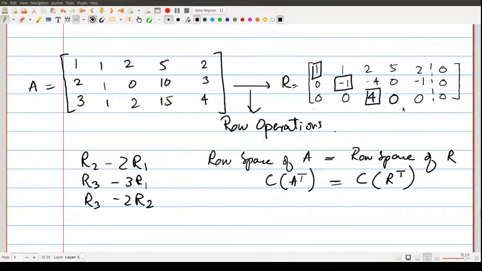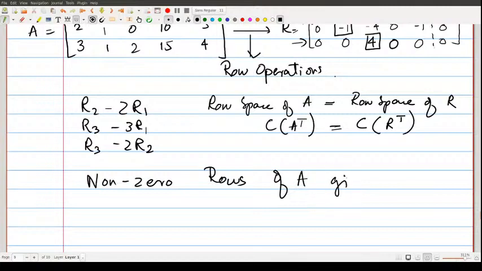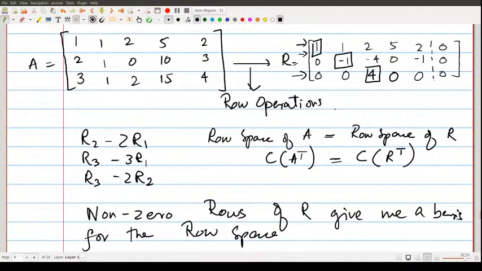So the third row is also independent, which means these three rows can be taken as a basis. So the non-zero rows of A give me a basis, non-zero rows of R give me a basis for the row space. And I've said non-zero rows, but we didn't really have a 0 row. So let's take an example.